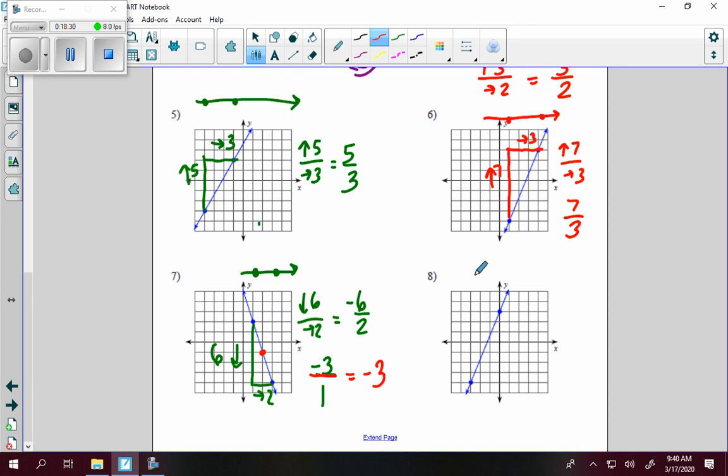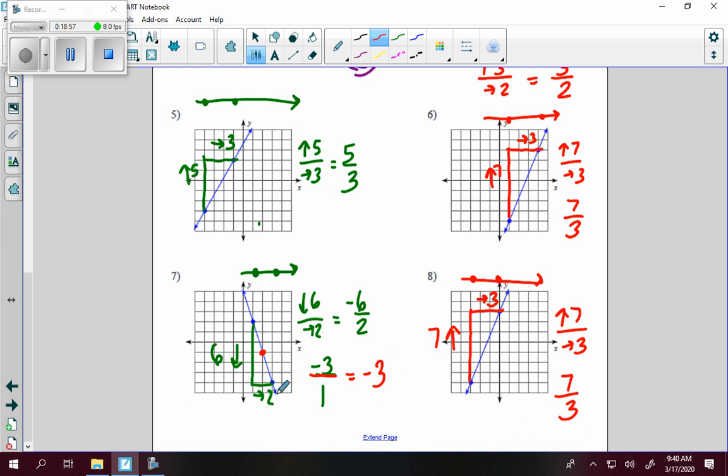And last but not least, I'm reading the graph from left to right, so I'm going from here to here. So I'm going from here, and I'm going to go up 1, 2, 3, 4, 5, 6, 7. And I'm going to go over 1, 2, 3. So it would be up 7 over 3. So my slope would be 7 over 3. Awesome.